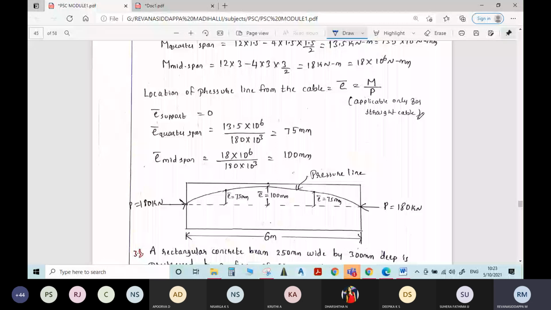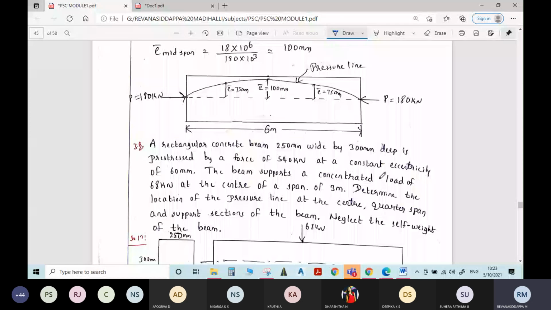After writing the figure, write the next problem. Try to solve this problem. Problem number 3. Instead of UDL, he has given a point load of 68 kilonewton. Follow the same principle. You find the reaction, you find the moments at quarter span and midspan. Use the same formula. Same procedure you have to follow.